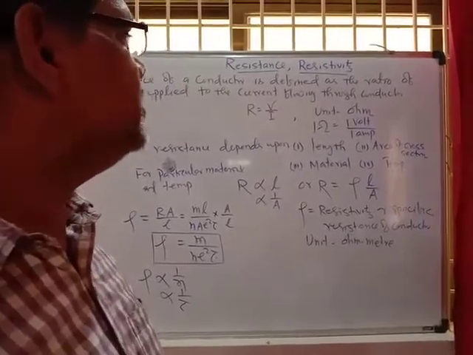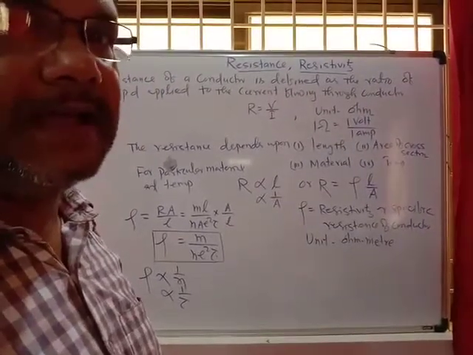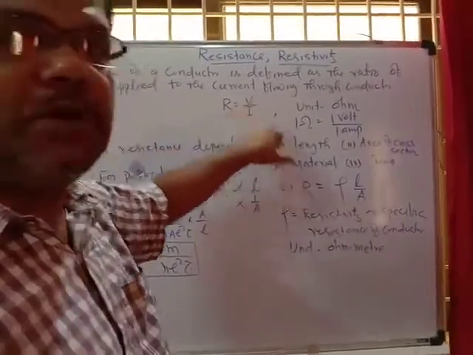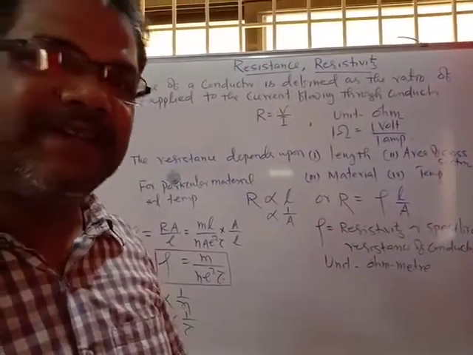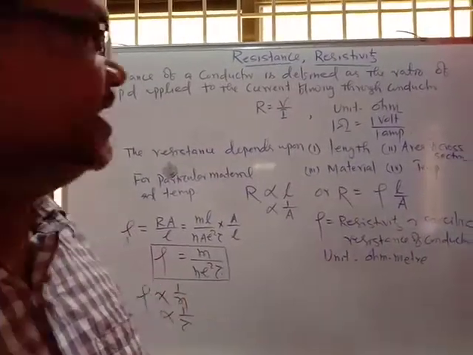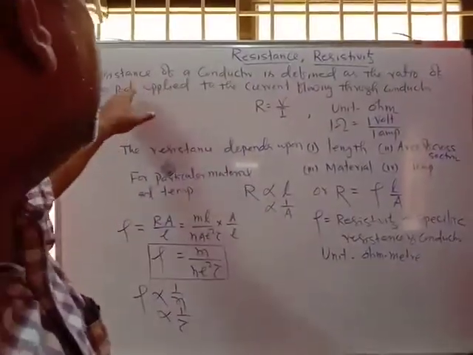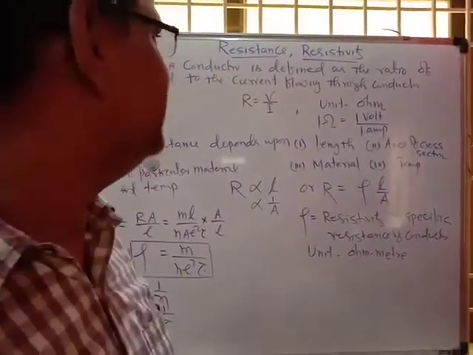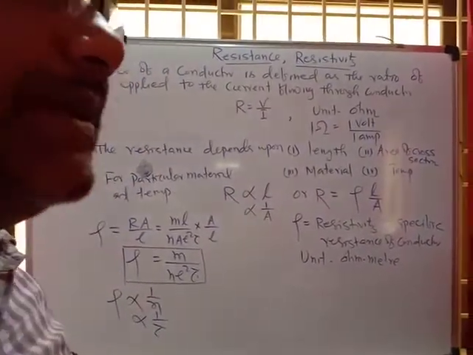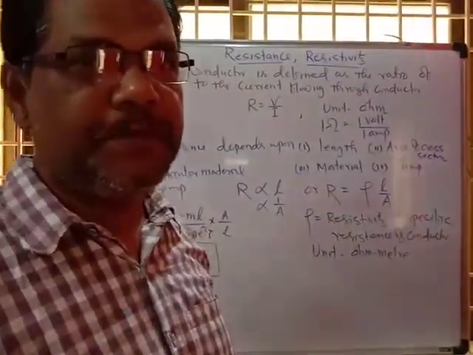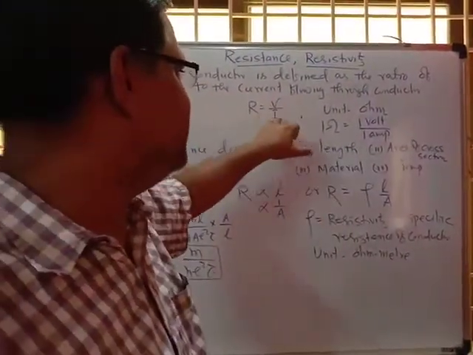Or from Ohm's law, you know that V equals IR and R equals V upon I. So that is the ratio of the potential difference maintained across the two ends of the conductor to the current produced in it. Simply, the resistance of a conductor is defined as the ratio of the PD applied across the two ends of the conductor to the current flowing through it. That is R equals V upon I.